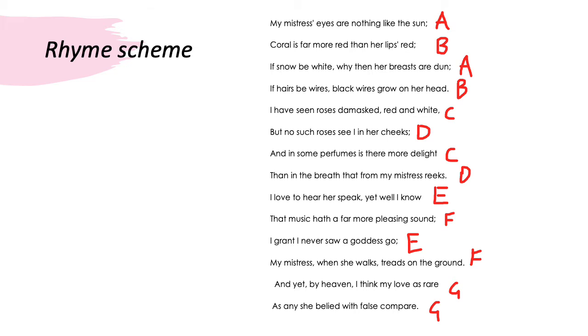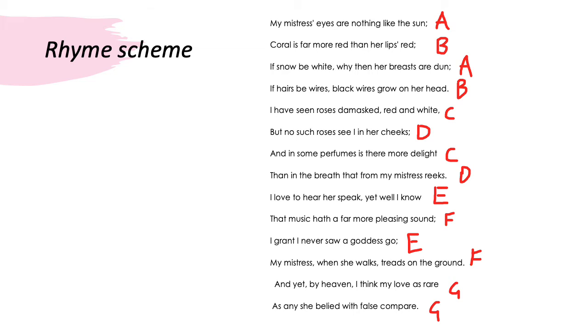Now if you continue down and just look at the last words of each line, we've then got white. Now the reason white has a C next to it is because there is no preceding word at the end of any of the first four lines that rhymes with white, so we start a new scheme. So A, B, A, B, white, cheeks, delight, reeks, C, D, C, D. No sound, go ground, E, F, E, F, rare compare.